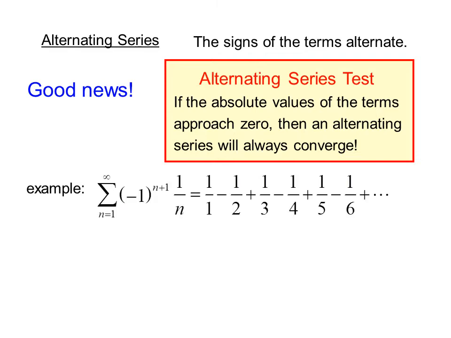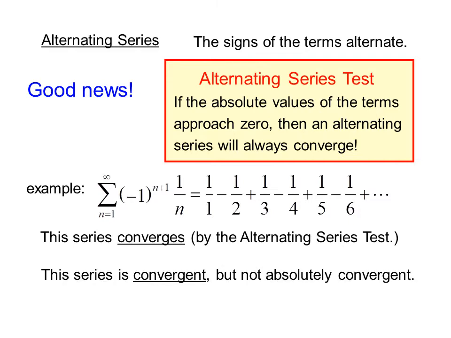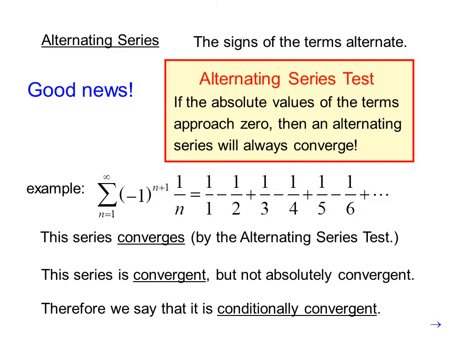Example: the summation as n goes from 1 to infinity of -1 to the n plus 1, 1 over n, equals 1 over 1 minus 1 over 2 plus 1 over 3 minus 1 over 4 plus 1 over 5 minus 1 over 6. This series converges by the alternating series test because the absolute values of the terms approach 0. This series is convergent, but not absolutely convergent. Therefore, we say it is conditionally convergent.